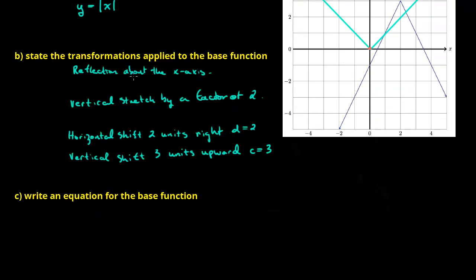Since I have a vertical stretch by a factor of 2 and a reflection about the x-axis, I know that a is equal to -2. I've already discovered that d is equal to 2 and c is equal to 3. So the equation for my base function, this shouldn't say an equation for the base function. It should say an equation for the transformed function. I already have an equation for my base function.